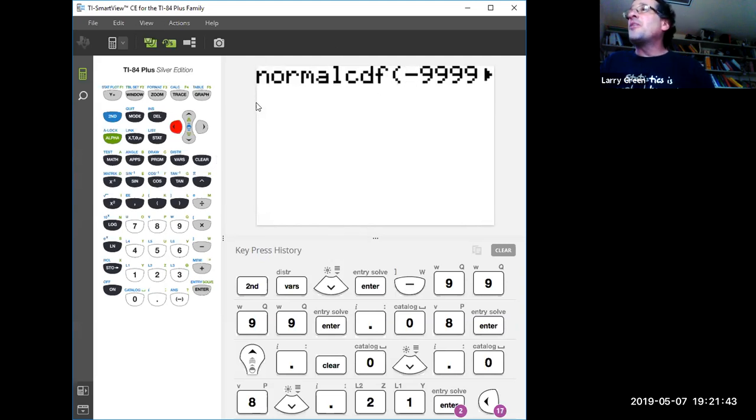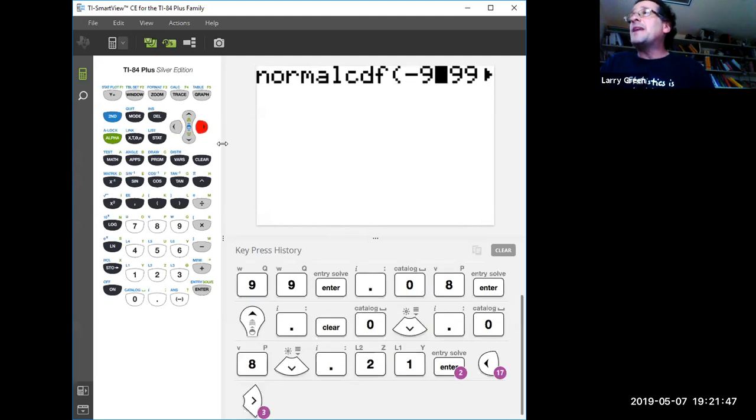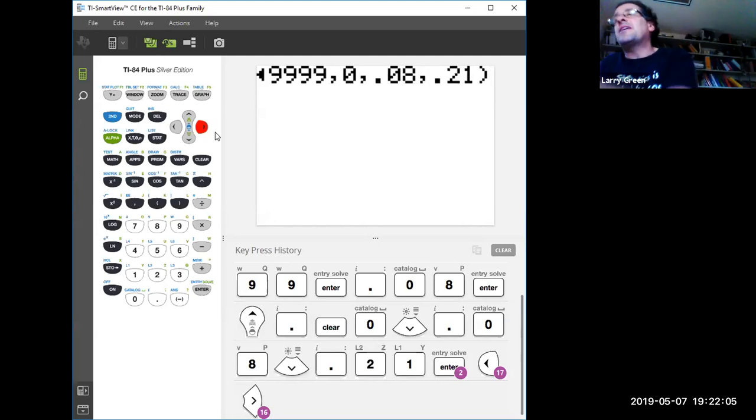Your calculator is just going to say normal CDF with a parenthesis, and you just type in -9999. Then you put the comma. Comma, by the way, is right above the 7. And then you put the comma, 0, and then comma, 0.08, and then comma, 0.21. So it's low, high, mean, standard deviation. Yeah, low, high, mean, standard deviation is the order. Same order that I put it in with the menu. It just doesn't give you the hints with the older calculators. Older ones are quicker, actually. But you have to remember what to do. Okay, any other questions, Charles?